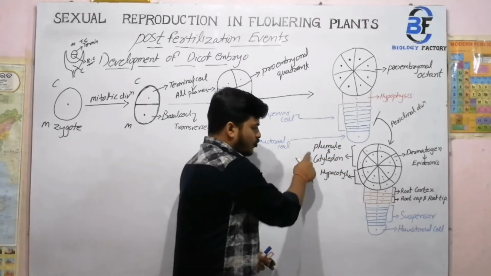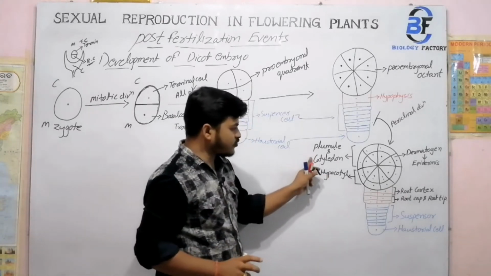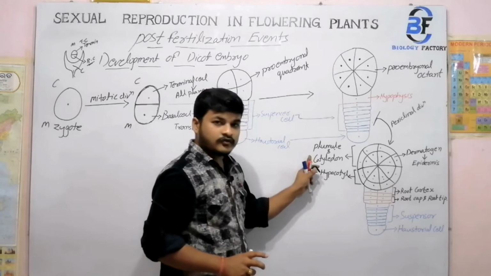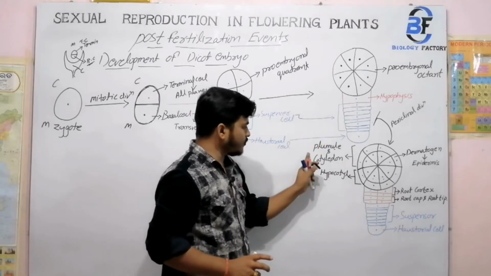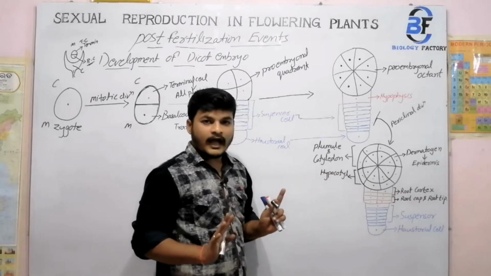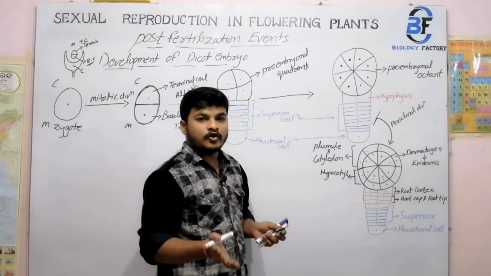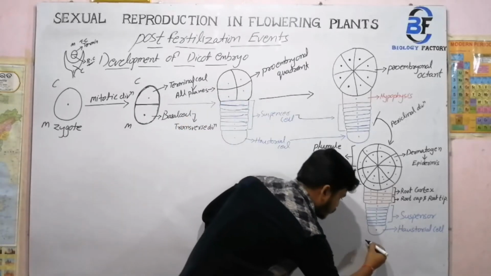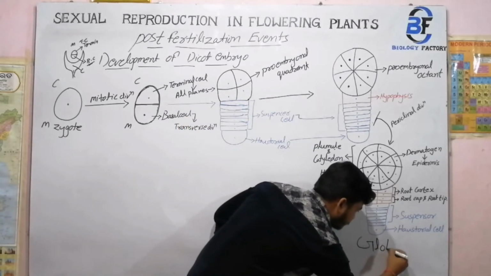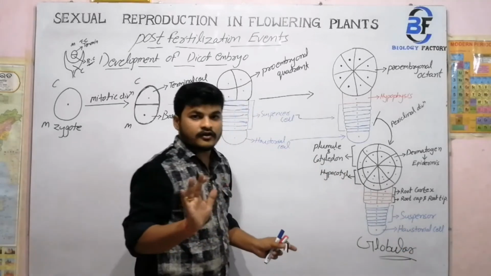That means two changes are expressed. The 4 cells towards the upper part of the proembryo change to form the plumule and cotyledon, and the lower 4 cells form the hypocotyl. This structure is otherwise known as the globular embryo. So the structure is globular, and the globular structure is already formed.